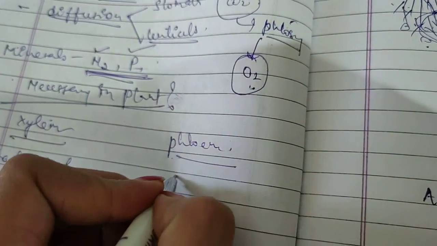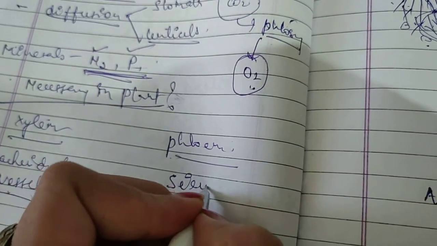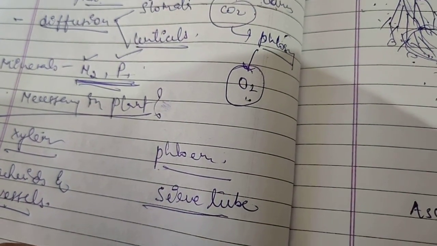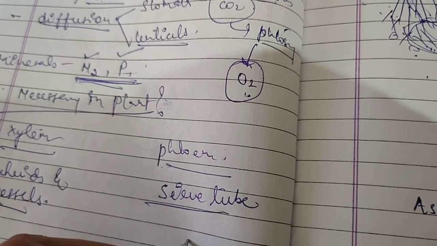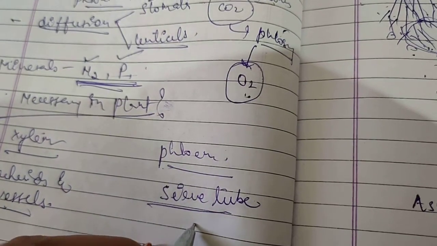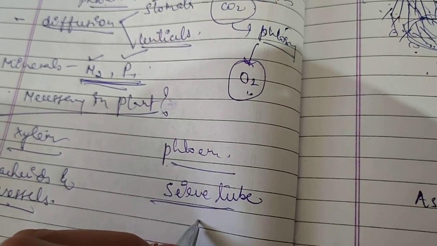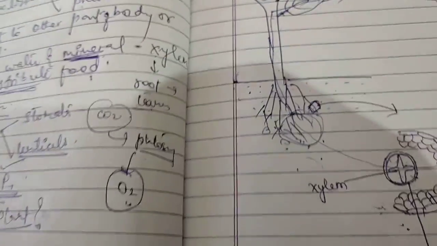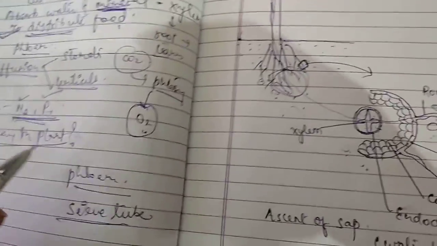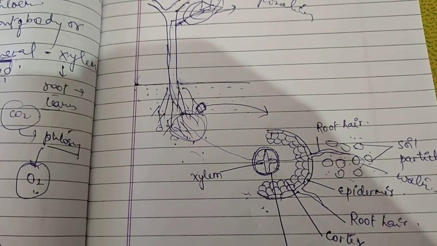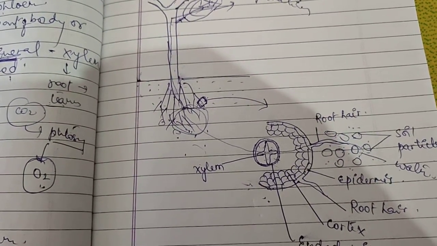Then in phloem there are sieve tubes, which are responsible for the conduction, or you can say transportation or translocation, of food in the plant. So this is all about xylem and phloem and how they work. See this diagram again. In the next video I am going to explain further.